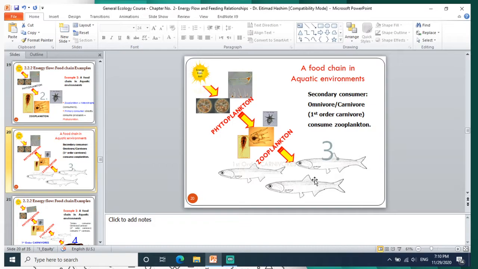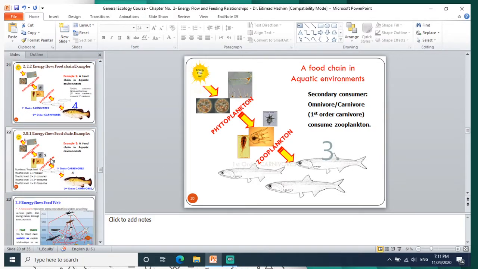Then the secondary consumer, the small fish, feed on the zooplankton, or feed on the two, zooplankton and phytoplankton. If they feed on the two, they will be called omnivores. If they just feed on the zooplankton, we call them carnivores. So they will be the first order of carnivore. You will follow the same sequence and the same terminology that happened in the terrestrial ecosystem.